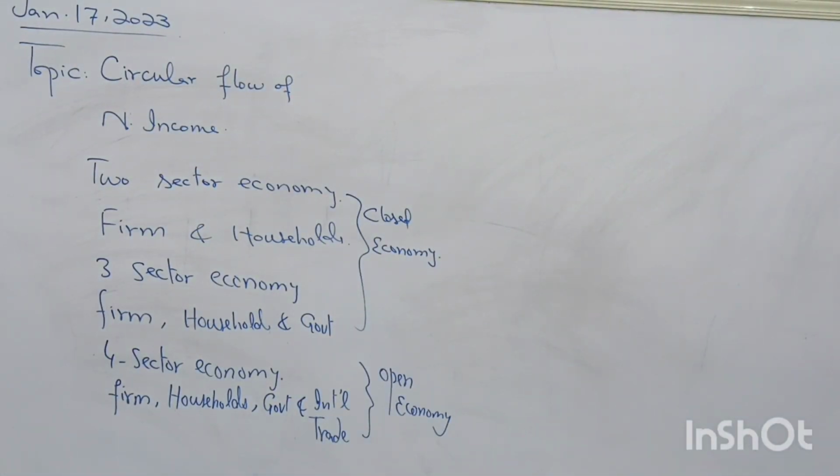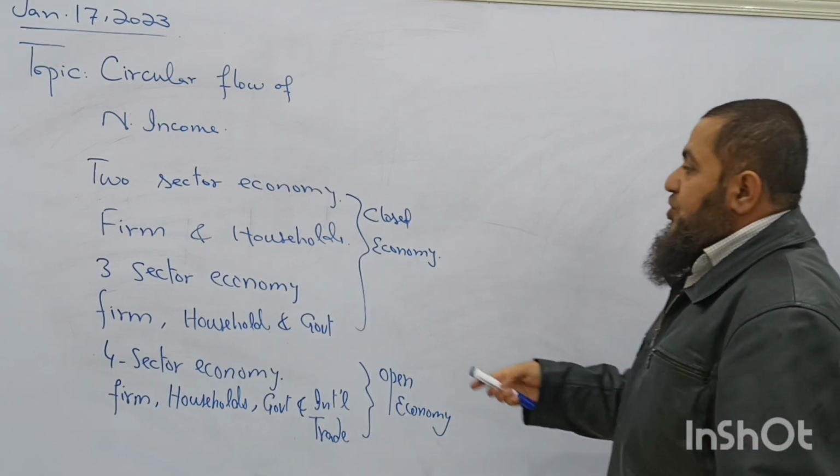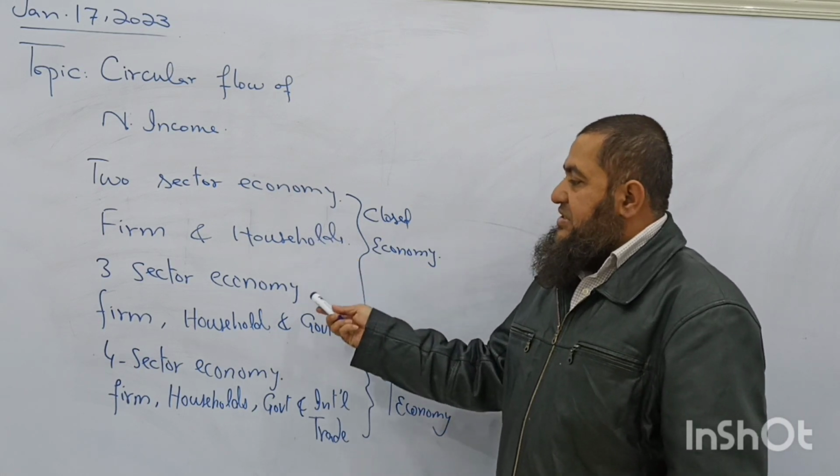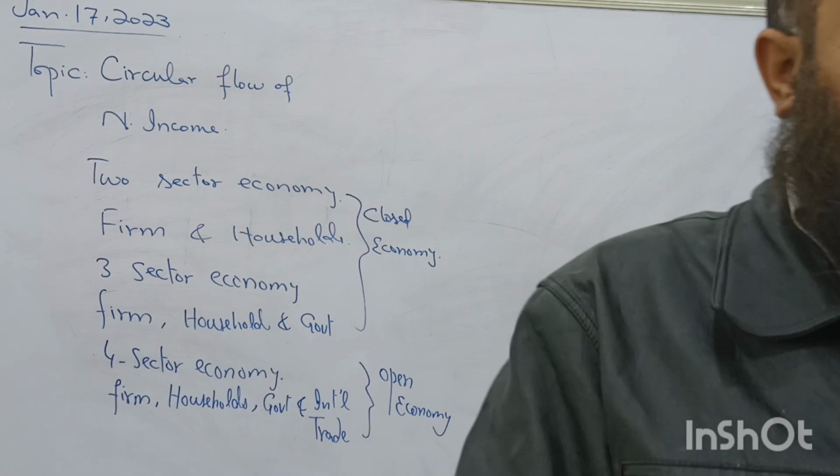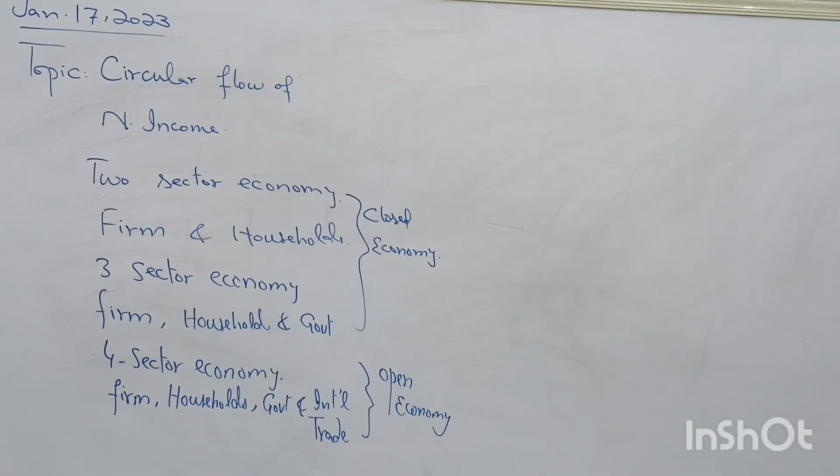Followed my points or not? We have closed economy and open economy. Closed economy is that in which we don't have any international trade, whereas in open economy we have international trade as well along with the other sectors. So two sector economy and three sector economies, they are the closed one. Clear? Now we are moving towards the circular flow.